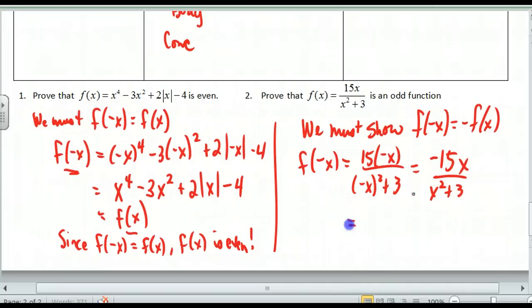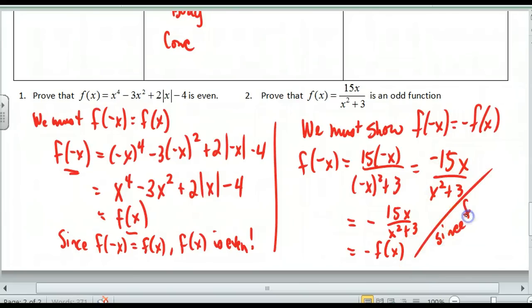Now how does this thing compare to our original? Well, it looks like negative 15x over x squared plus 3, and that is negative f of x. So then your little summary here is that since f of negative x is equal to negative f of x, f is an odd function.